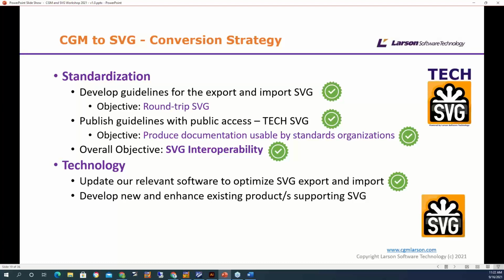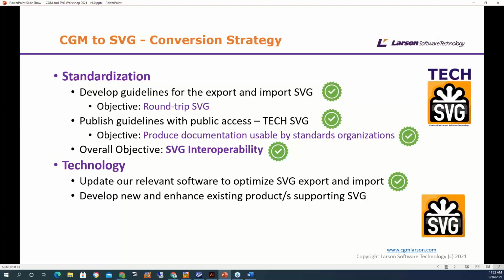So this is, I think, where we are as a company with our strategy around CGM and SVG. We wanted to develop some guidelines about the export and import of SVG, which culminated in Tech SVG, which we've completed. And that's also now given us the benefit of round tripping an SVG. We've published guidelines. Again, this is the profile that Don wrote, and that's available on our website, or even in this webinar, you can drag it across and have a look at it. That could also be given to the standards organizations, which we've been in contact with on a preliminary basis, so they could use it themselves as a basis to write into the spec. But the overall objective was to try and make SVG interoperable, so we could exchange files easily and without issues.